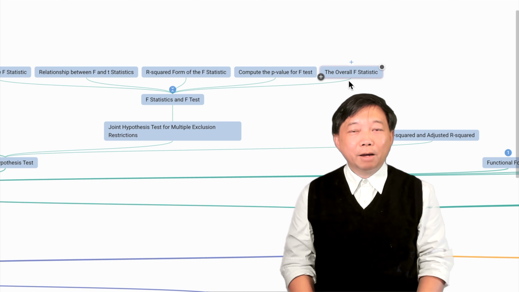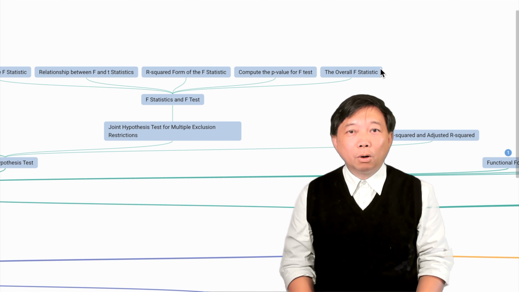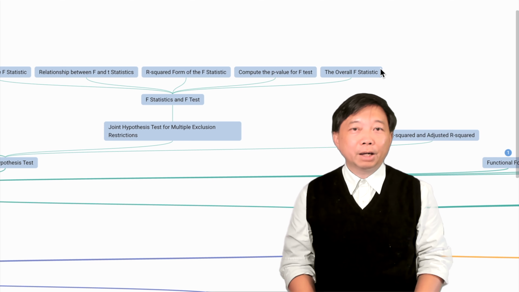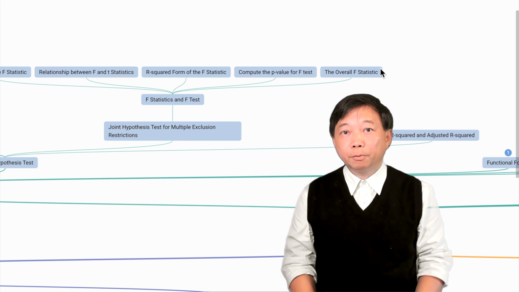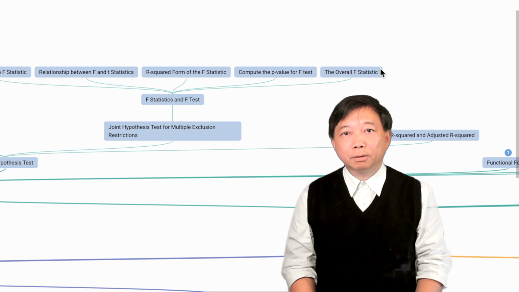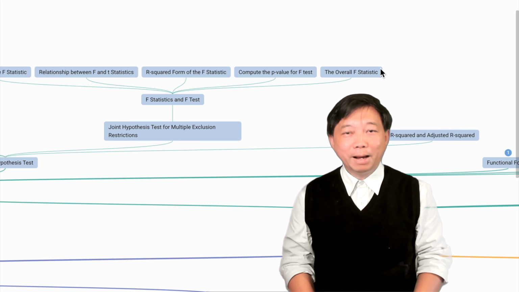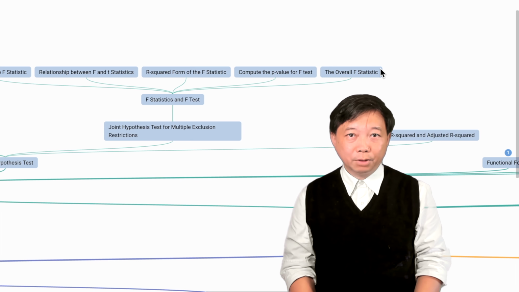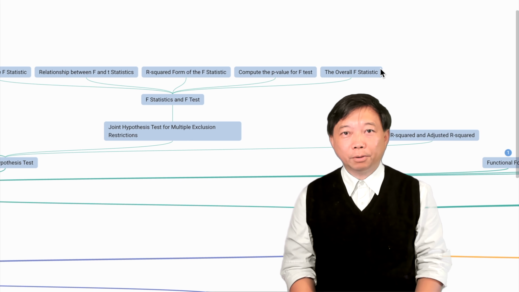Today, we have explored the overall F-statistic. We can use either the R-squared form or the residual sum of squares form to compute it. Both methods only require regressing the unrestricted model, that is the original model.